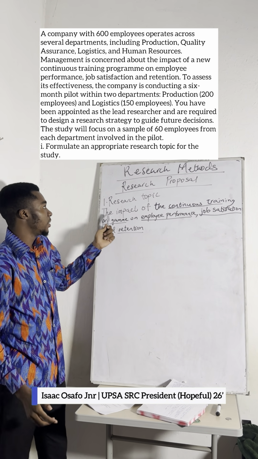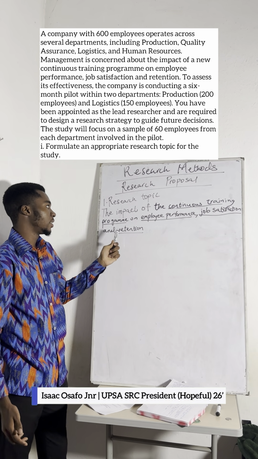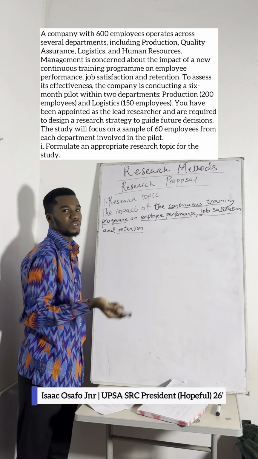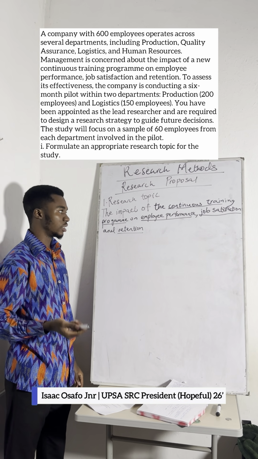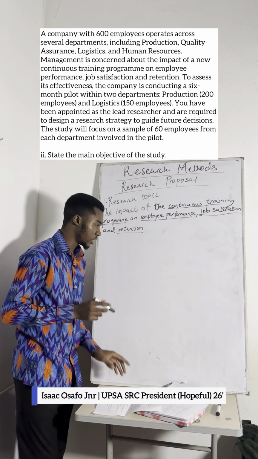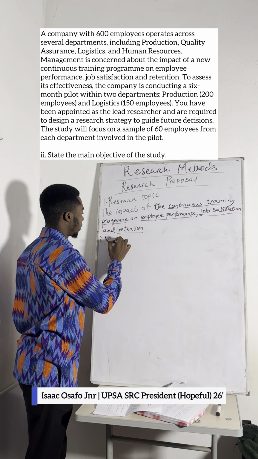But you could have said maybe the impact of the continuous training program on performance, job satisfaction, and retention on employees. Do you get it? But because there's employee performance, everyone knows that you're already talking about employees. Do you get it? All right, so now let's go to the second one, the II, which is the main objective of the study.